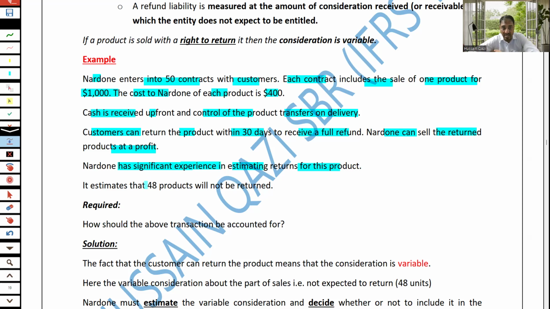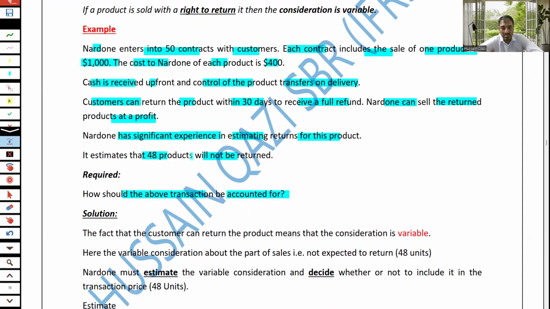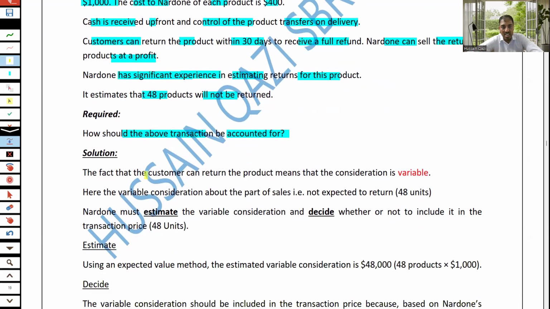With significant experience, it's estimated 48 products will not return. How should the above transaction be accounted for? So here the point: the fact that the customer can return the product means the consideration is variable. The first point is that if the contract includes the right of return belonging to the buyer, that means the consideration is variable.